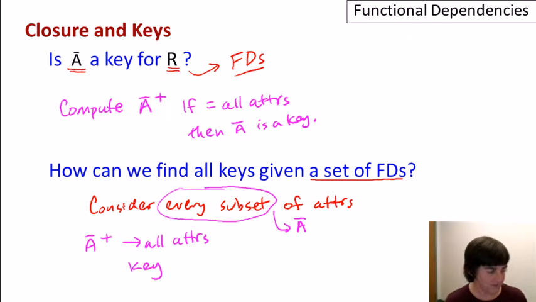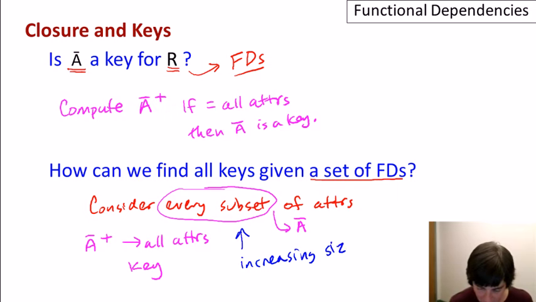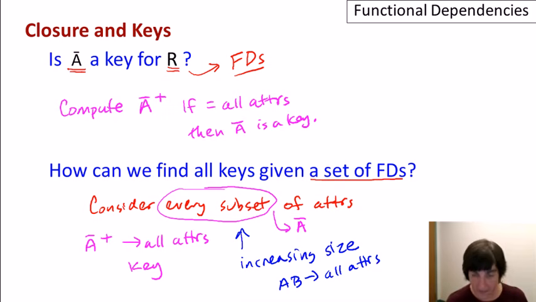Now that seems fairly inefficient, and actually we can be a little more efficient than that. We can consider these subsets in increasing size order. So for example, if we determine that A and B together functionally determine all attributes in the relation, that tells us AB is a key, and that also tells us that every superset of AB is also a key. And if you think about it, that falls out naturally. So the real algorithm would say, let's start with single attributes and determine if they're a key. If a single attribute, say C, is a key, then so is every superset of C, and then we go to pairs of attributes and so on.